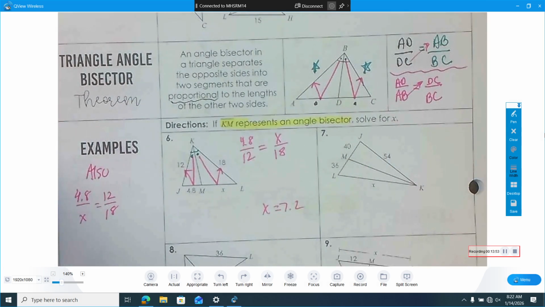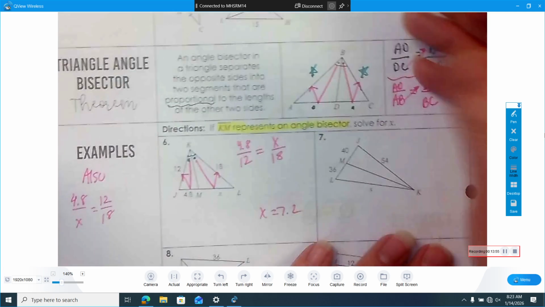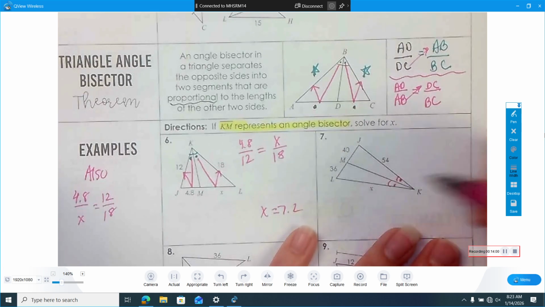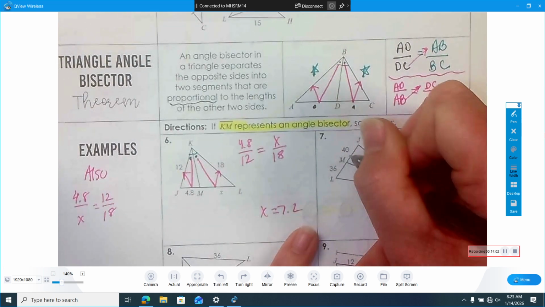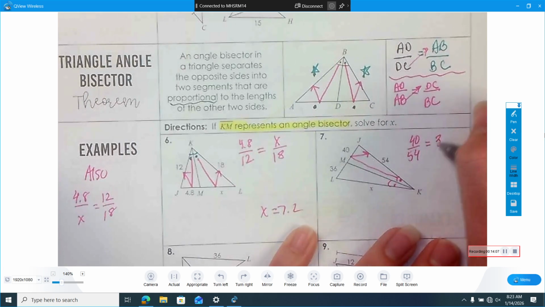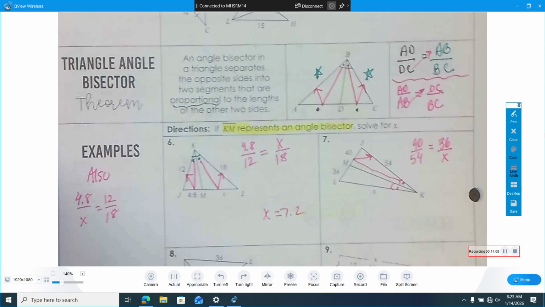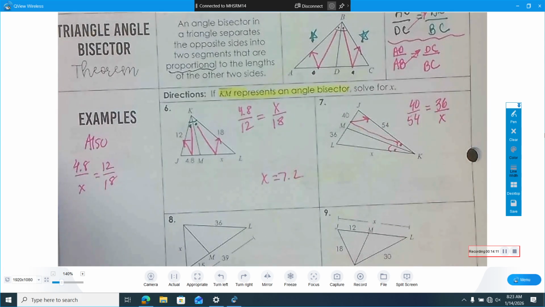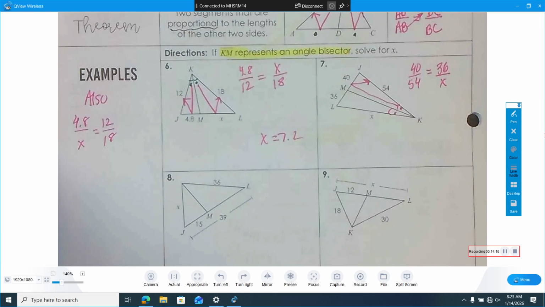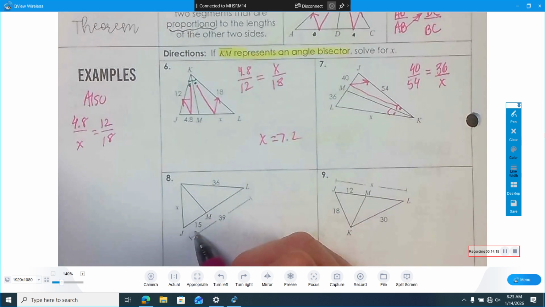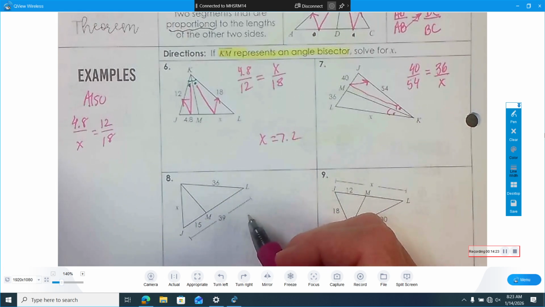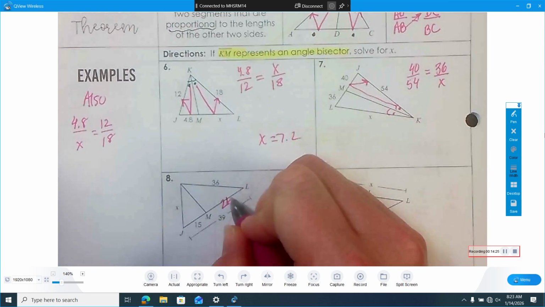All right, how do you want to set up number 7? 40 over 54. Yeah, again, we have our little angle bisector. And again, 40 over 54 is equal to 36 over X, and cross multiply. What should we do on number 8? Subtract, yeah, 39 minus 15, because we need our little baby segment piece. What is that, 24? All right, so 24.